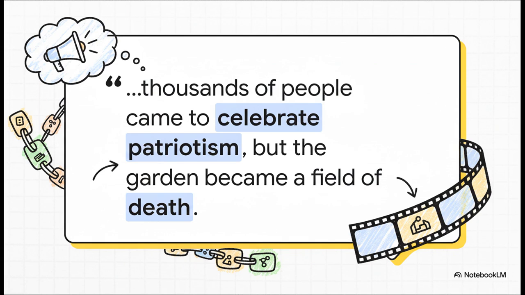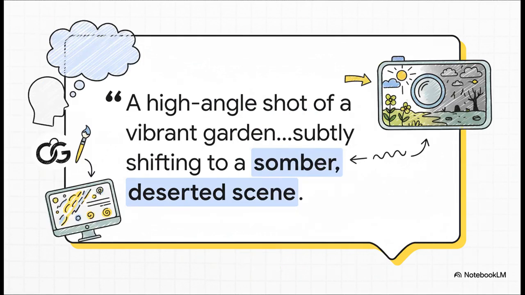So, let's see this in action. We'll start with a really powerful line from the script we generated earlier. So, you feed that simple line of script to ChatGPT and look at what you get back. This isn't just a description of a garden. It's suggesting a high-angle shot, a mood that's subtly shifting, even ominous shadows. It's literally doing the art direction for you.